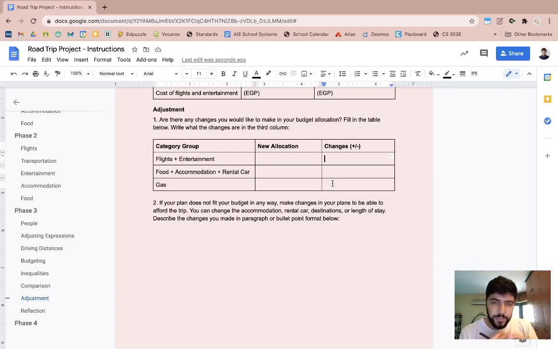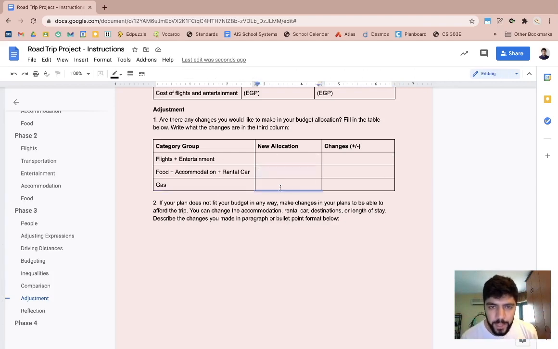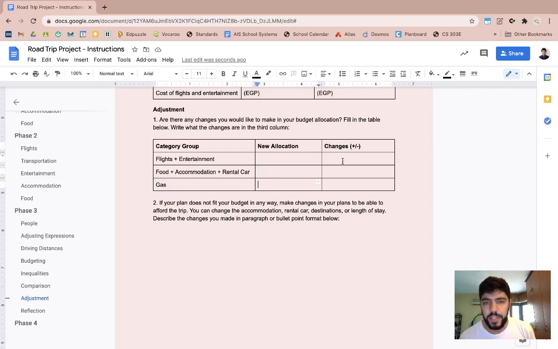If your plan is below the budget, you can always spend more. You can always stay at fancier hotels, rent more expensive cars, but still fill those out, okay? Regardless, you're going to put the changes here. So if a category got more money, you're going to put a positive number. If a category got less money, then you're going to put a negative number. If a category got the same amount of money, you're just going to put 0. Okay?